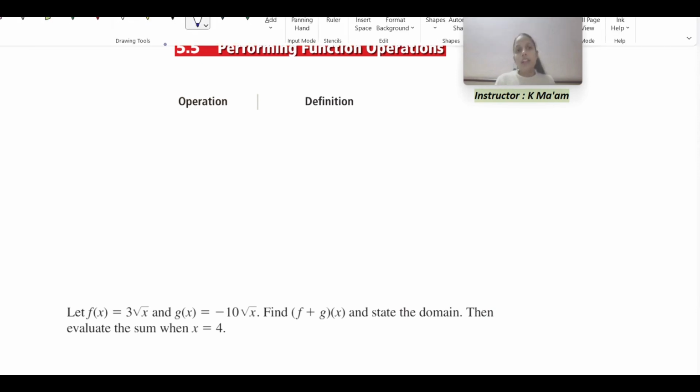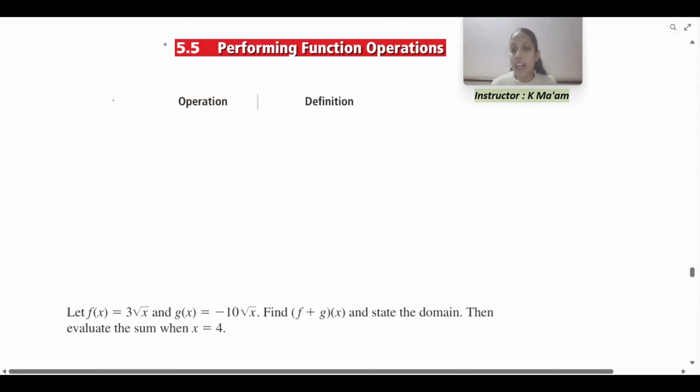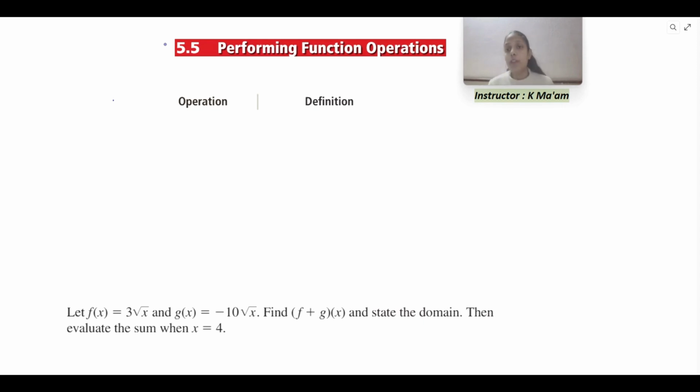Hello everyone. So today we will do 5.5, that's performing function operations. Whatever the radical equations or functions we learn, now we are applying operations on it. What type of operations? Addition, subtraction, multiplication, division and composition also. Okay, so let's do that.